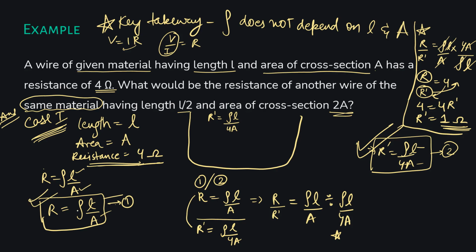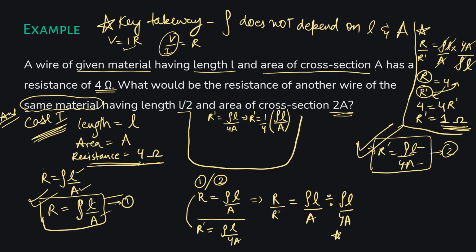Look at equation 1. Equation 1 is rho L upon A. Here also we have rho L upon A. What is extra? Just this 4 is extra. So what can I do? I can write this like R dash is equal to, I take out this 1 upon 4 and I write this individually. I write this rho L upon A.